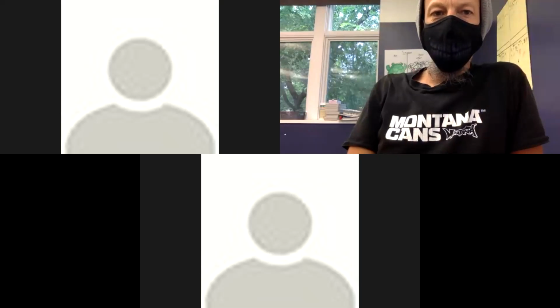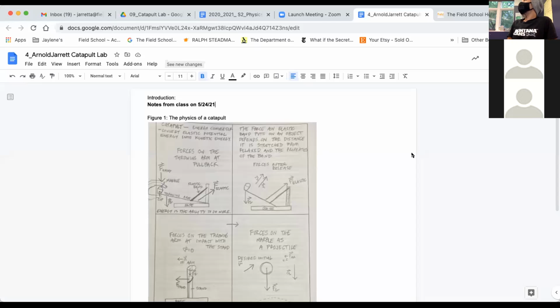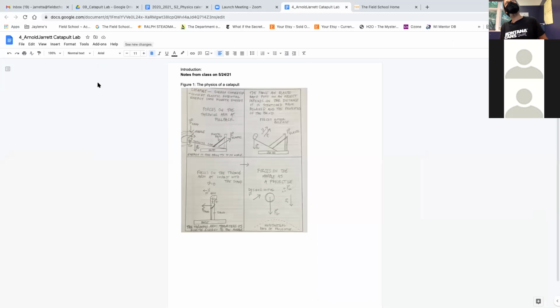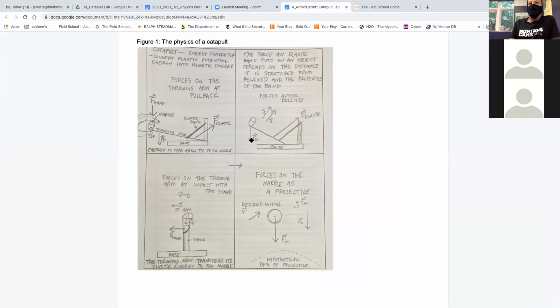Everybody go ahead and look over your introduction. Make sure you can figure out where the different bits are written for your intro. Okay. I'm going to try and make this a little bit bigger. Okay. So everyone should have a diagram that looks similar to this.